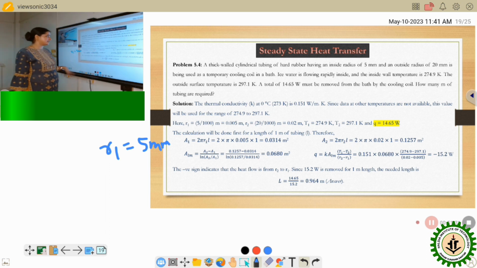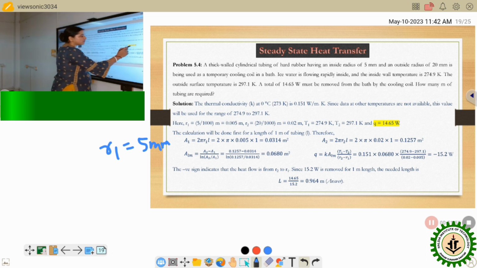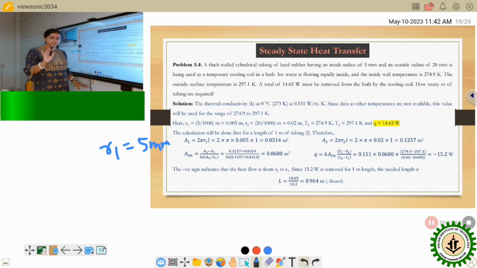So this is our given data. And what others are given? R1 is given, that was 5 mm, converted into meter, you get 0.005 meter. R2 is given as 20 mm outside radius, so that is 0.02 meter. T1 inside the pipe is 274.9 Kelvin and T2 is 297.1 Kelvin, and the Q is 14.65 watt given. This needs to be extracted.